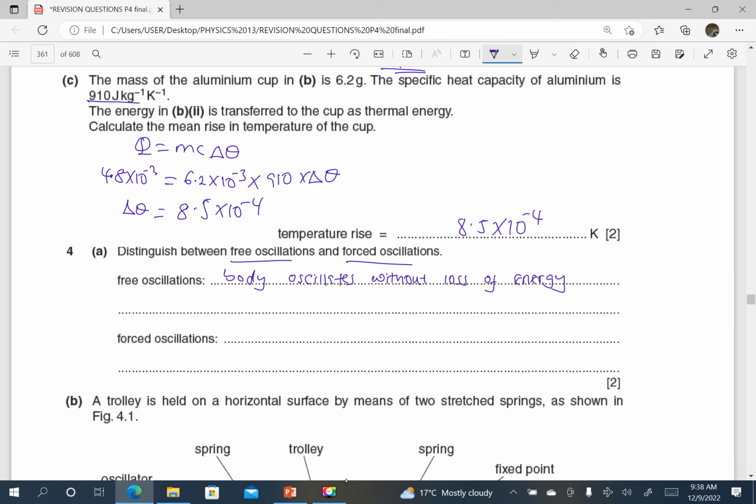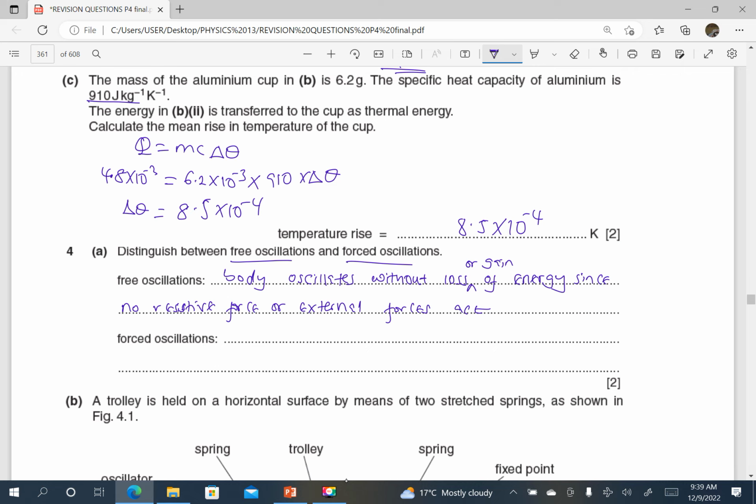The body oscillates without loss or gain of energy since no resistive forces or external forces act. So there is no other force acting to use up the energy of the system or to add energy to the system. So the body oscillates without loss or gain in energy.